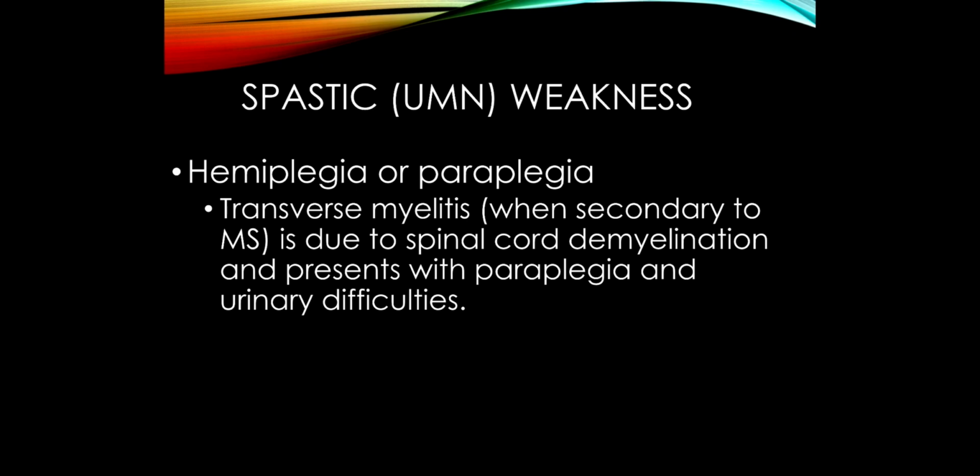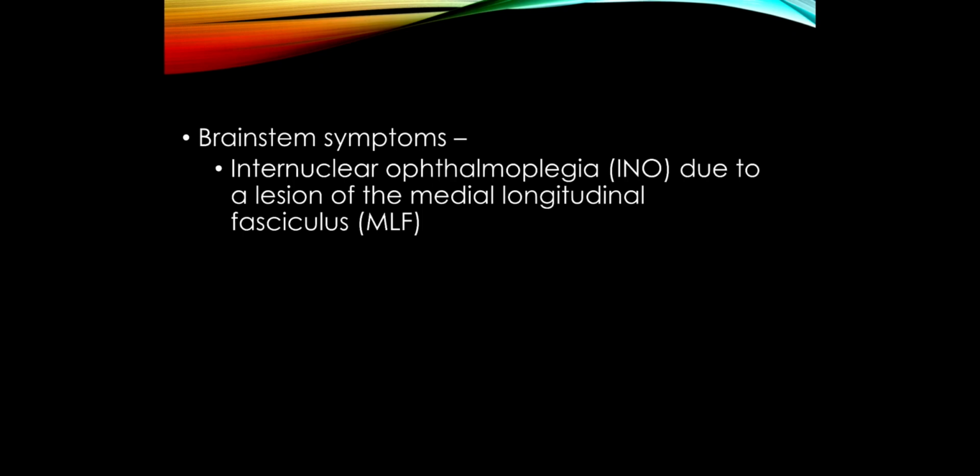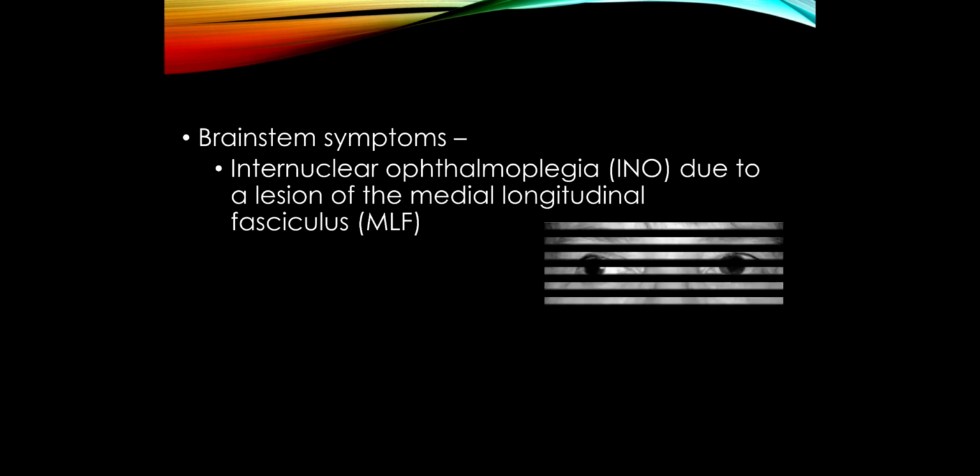Less commonly, if we were to involve the corticospinal tract in the brain, a patient could have hemiplegia during an attack. Okay, what about demyelinating lesions in the brainstem? Well, the most classic pathway affected in the brainstem is the medial longitudinal fasciculus. So recall that a lesion there gives patients an INO, an internuclear ophthalmoplegia.